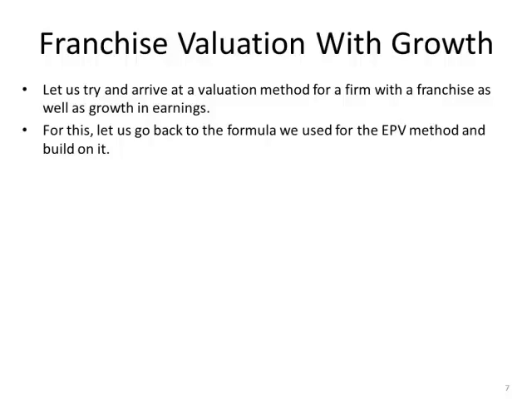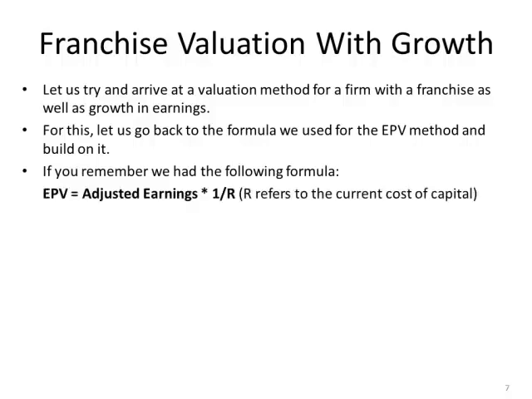So the first thing, let's start with the formula we use for the EPV method, and we can build on that. If you remember, we had the following formula. The EPV is equal to adjusted earnings times 1 over R, or adjusted earnings divided by R. And R here refers to the current cost of capital, right? So remember, this is the valuation for a firm when we're assuming no growth in earnings.